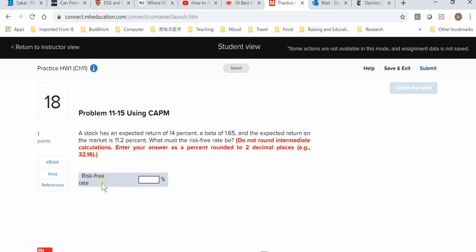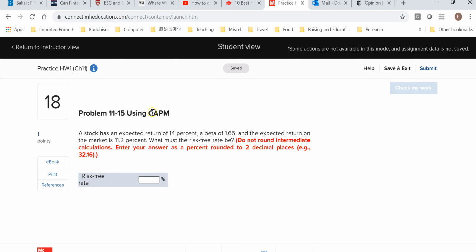This is question number 18 on practice homework 1, problem 11-15. I want to use this question to show you how to solve what basically ends up as a one-unknown equation. A stock has an expected return of 14%, a beta of 1.65, and the expected return on the market is 11.2%. What must the risk-free rate be?